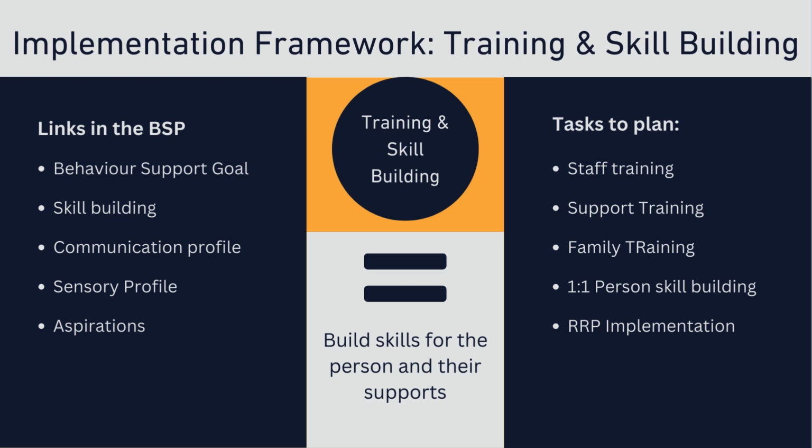Again, we lean heavily into our communication and sensory profiles from our FBA and comprehensive to make sure we understand the person effectively. And then we want to look at aspirations. We want to look at what the person is seeking, what is important to them in this 12-month period, and how we can ensure that that is the focus of our work.